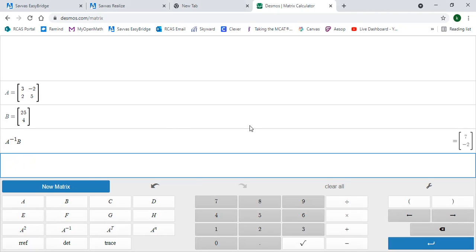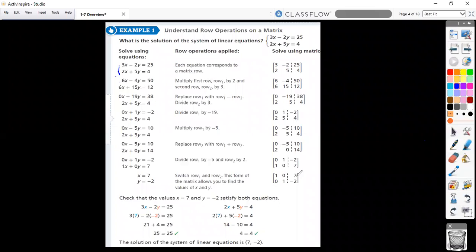So if we go back to that other screen where we were working, you can get your answers of 7 and -2. And there you have it. So 2 different methods you can use, or you can do it just by hand, like the left side here. I like the matrices where I get to use the calculator.